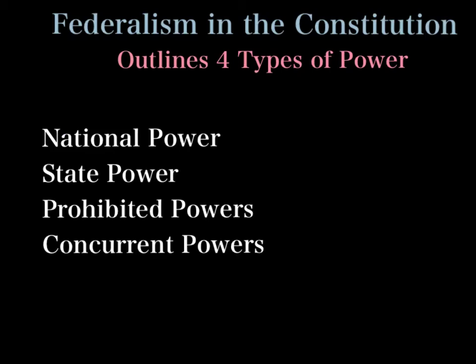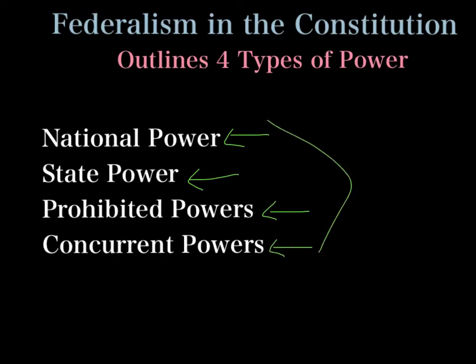The term federal system cannot be found in the U.S. Constitution, nor is it possible to find a systematic division of governmental authority between the nation and the state governments in that actual document. Rather, the Constitution sets out very different types of power. These powers can be classified as national power, state power, prohibited power, and concurrent power.